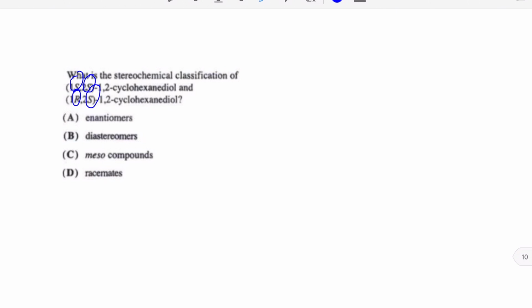So if these two were enantiomers, what it should really say here is 1R,2R. That's what it should say if it was a pair of enantiomers. However, since the S configuration stays the same for both on the second stereocenter, it could only mean really one thing, which is that these two are indeed diastereomers.